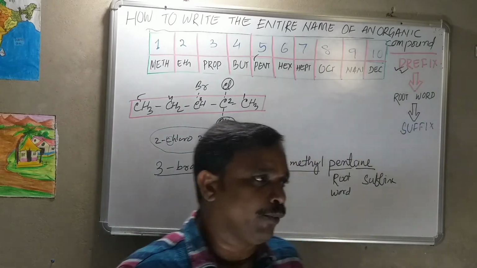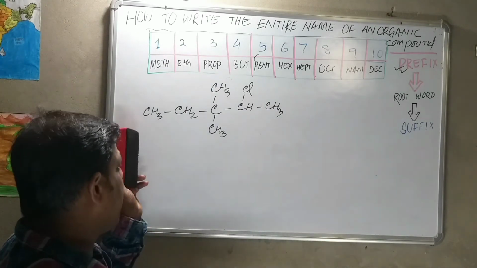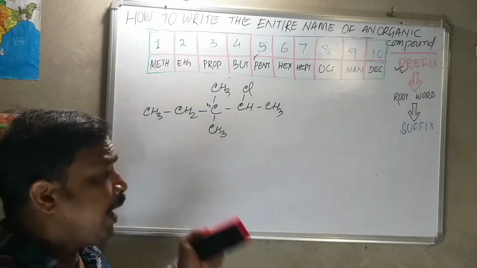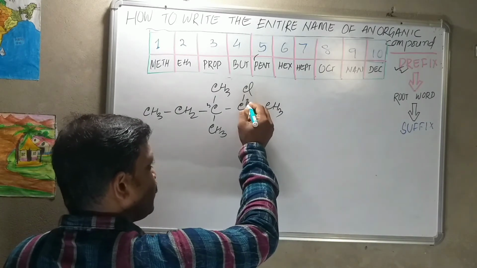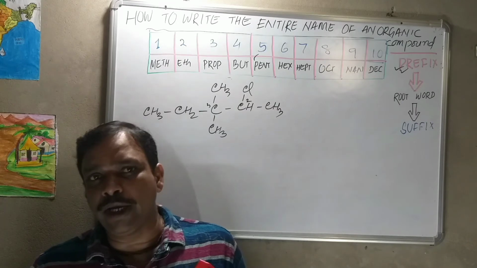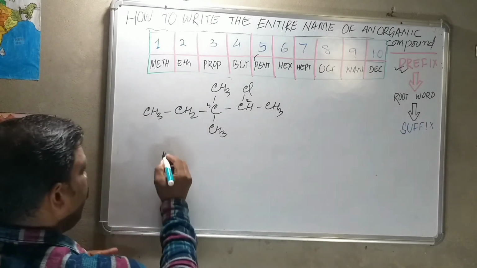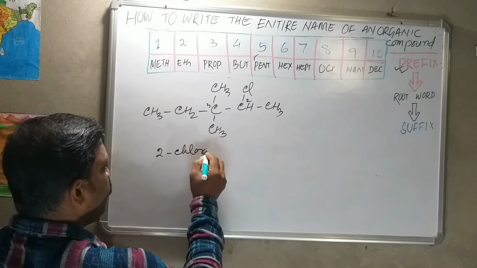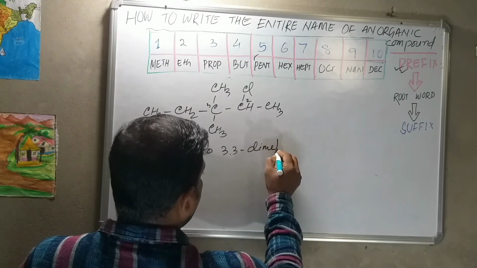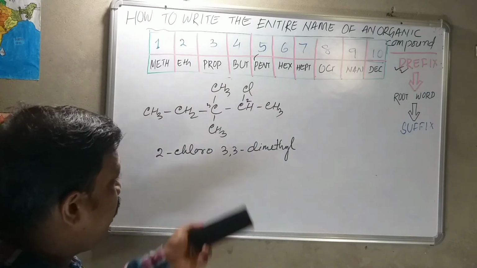Let's take another example. In this longest carbon chain, if we start counting from the left-hand side, the substituent is placed on the third position. If we start counting from the right-hand side, the substituent is at the second position. Chloro is at the second position. So by the first rule, the lowest number to the substituent is applicable, so we can write here 2 chloro, 3,3 dimethyl. Here this is the prefix.